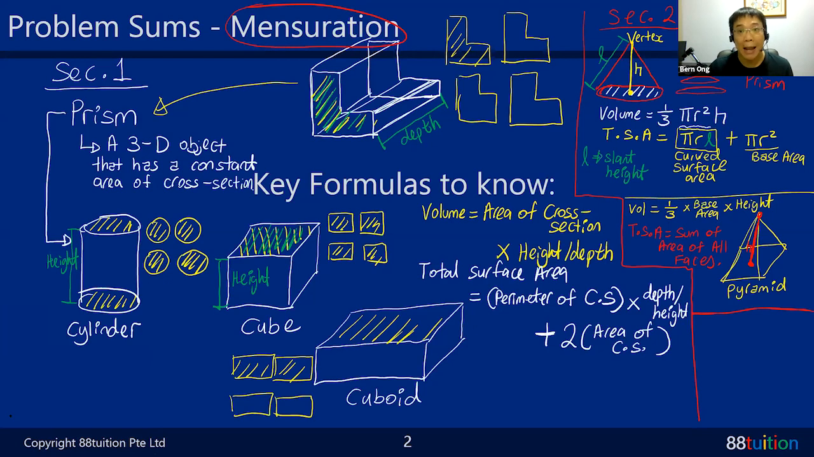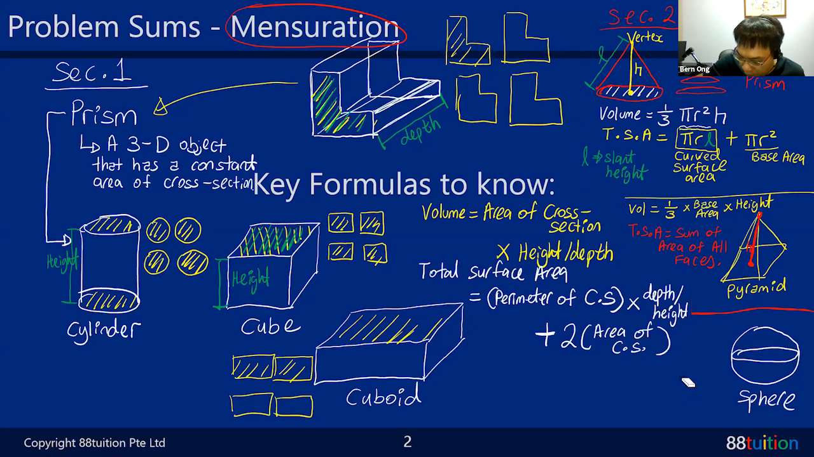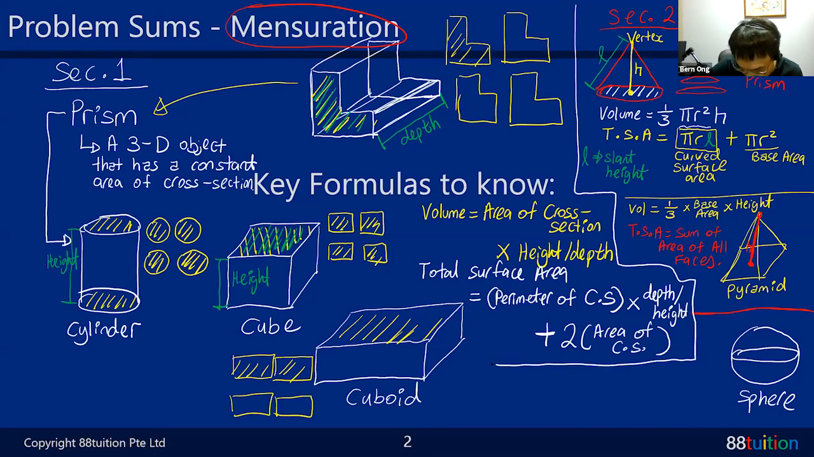Then the last shape I want to show you is called the ball, or we can call it the sphere. For a sphere, we just need to find out where the radius is. The radius is from the center to here. From the center downwards is also called the radius. From the center to anywhere on the outside is called the radius.